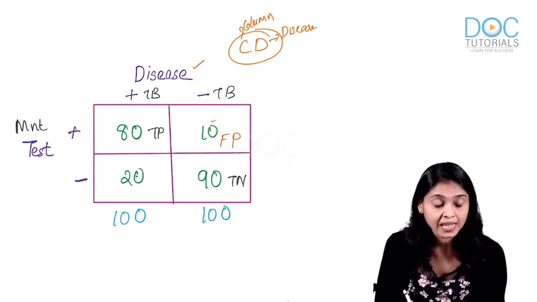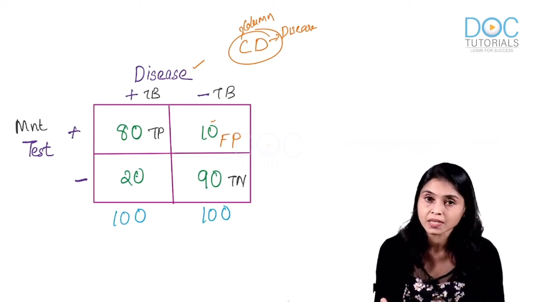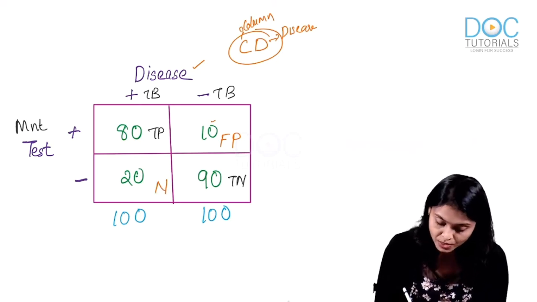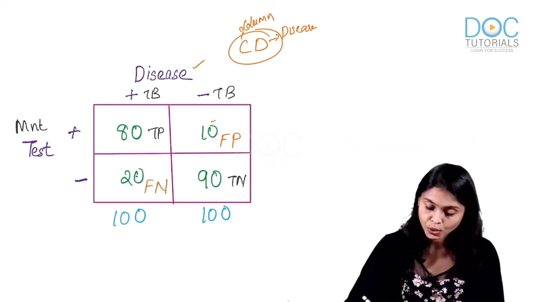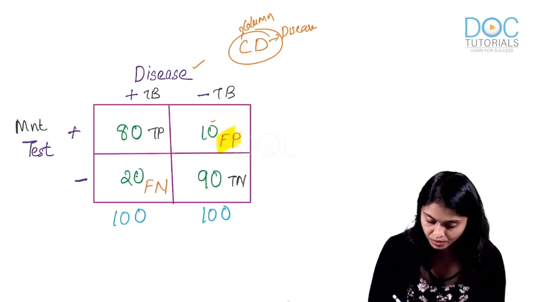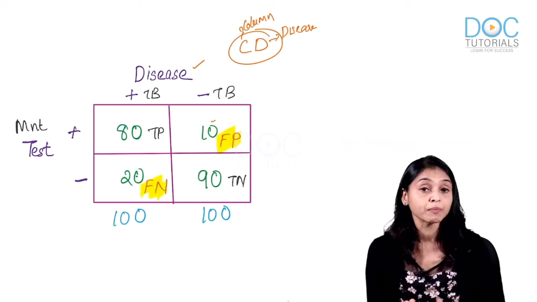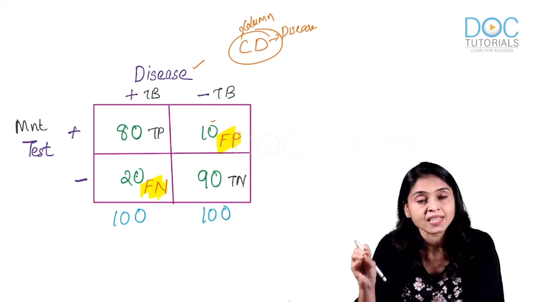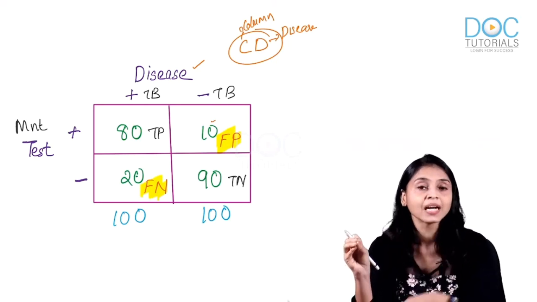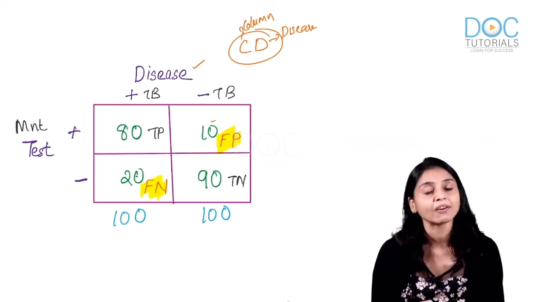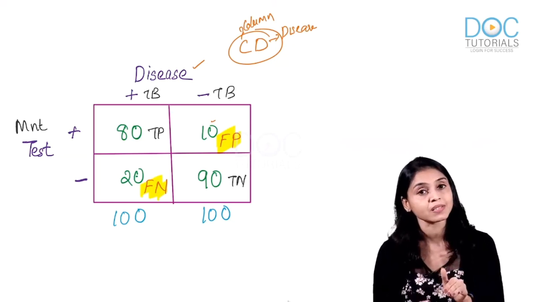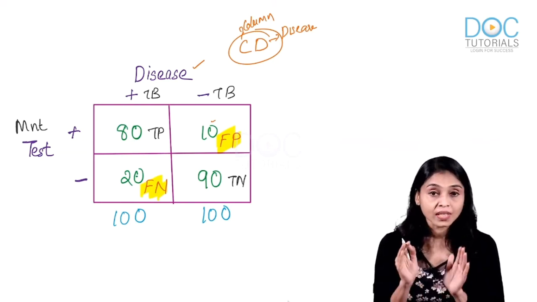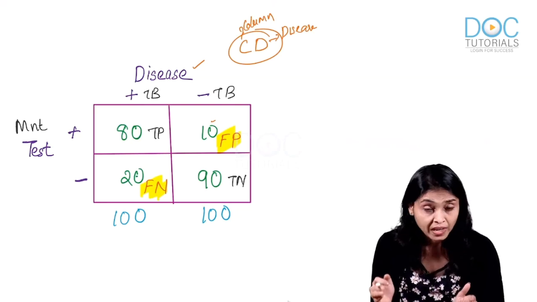And what about these 20? Mando said they don't have the disease, so they'll be branded as negatives only, but they do have the disease. So it is false negative. This is also a very, very important MCQ. The question which came 2 years back was, as per the gold standard test, Mr. X has the disease, but the screening said he doesn't have the disease. So what do you call him as? He'll be false negative, right?